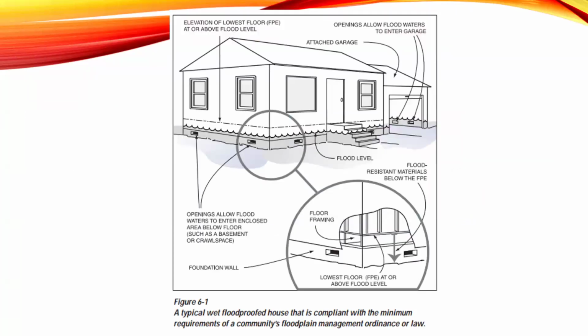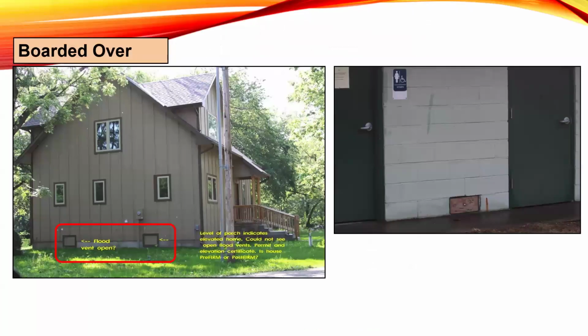Okay, so this is just another diagram, maybe a little bit more detail here. So again, flood damage resistant materials below the base flood elevation. You have the openings in the foundation wall. You can see how the floor framing is set up above that area. So this is just another visual for that. And this one's from the Homeowner's Guide to Retrofitting, if you wanted to look more into that.